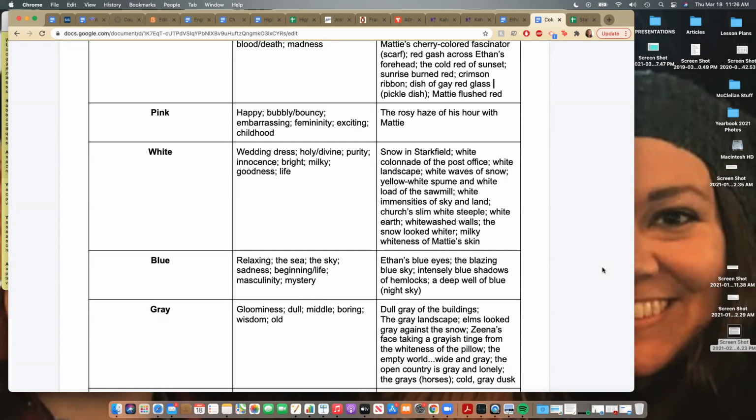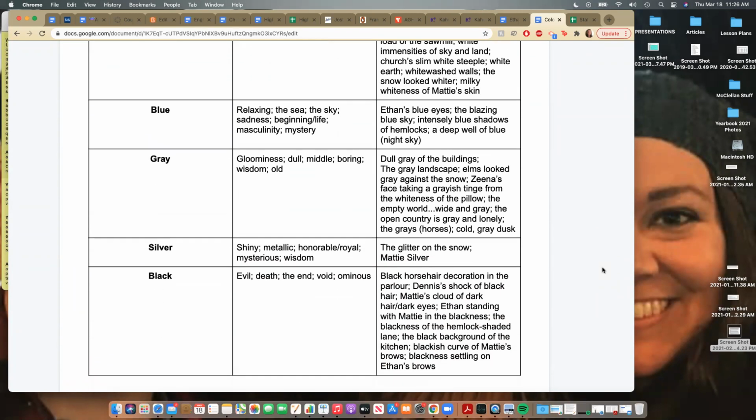Because white, in some people's eyes, in my eyes specifically, can be a very boring color because it's at the end of the spectrum on the color wheel. So there's really nothing going on with it. Yeah, I would agree with that.